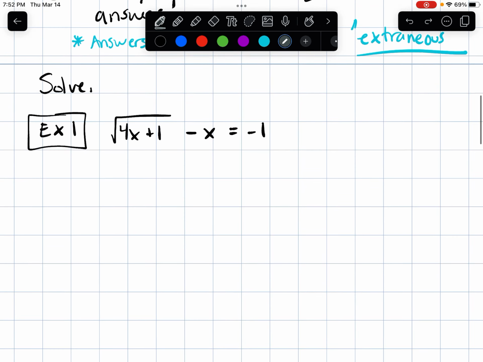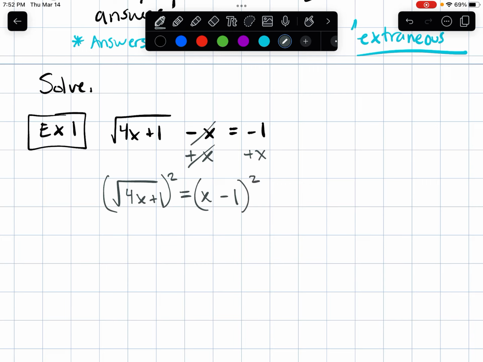So for example 1, if I have the square root of 4x plus 1 minus x equals negative 1, we're going to start by isolating the radical. So I'm going to add x on both sides. That's going to give me the square root of 4x plus 1 equals x minus 1. All right, I'm writing the right side in standard form there. So now, to undo this square root, I need to square both sides.